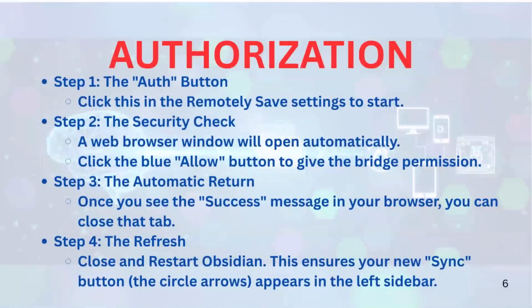The final step is authorization. Click the AUTH button to open a browser window, and then log into your Dropbox account, and then you will see a blue Allow button to give the bridge permission. Once you see the success message, close the tab and restart Obsidian. This ensures that sync will now point to the proper place.